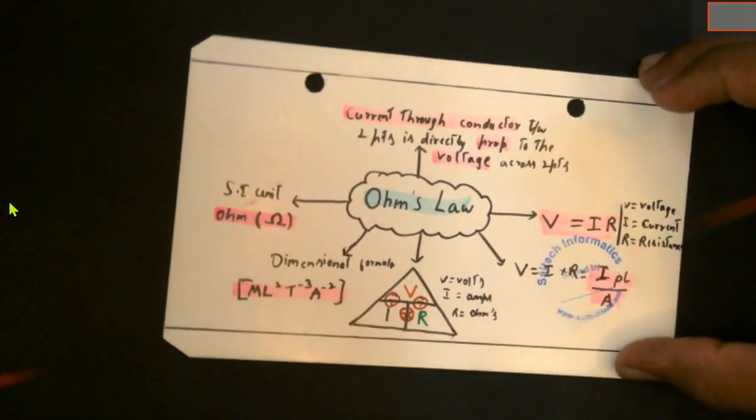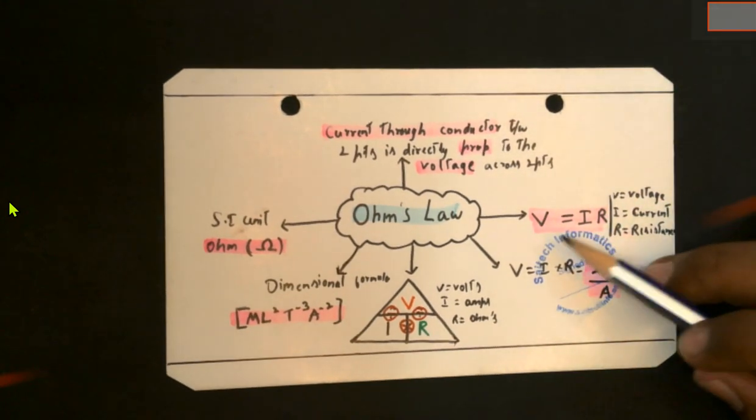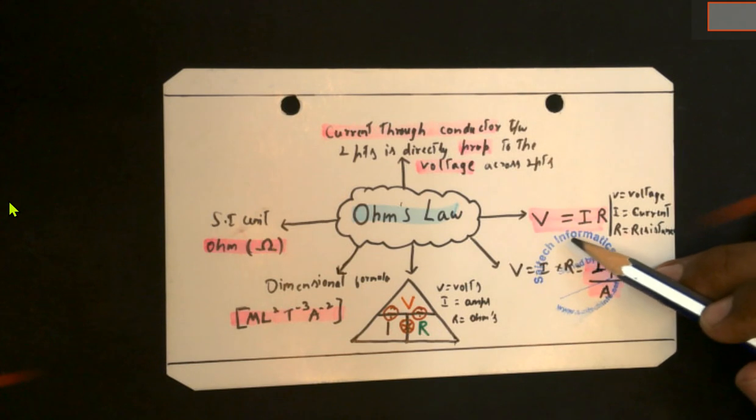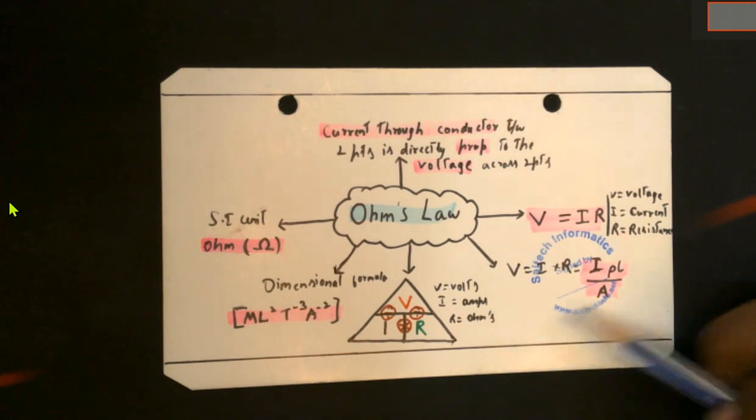If we write Ohm's law in algebraic form, it is given as V is equal to IR, where V is the voltage, that is the potential difference. Its unit is volt. I is the current, and R is the resistance. What is the unit of current? The unit of current is ampere. The unit of resistance is ohm.